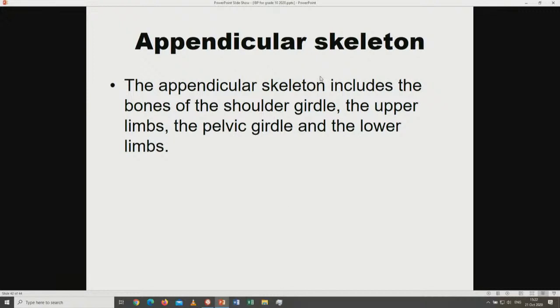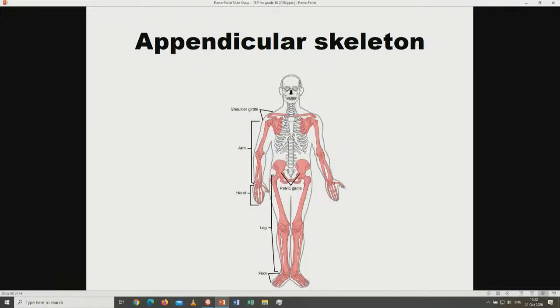The appendicular skeleton includes the bones of the shoulder girdle, the upper limbs, the pelvic girdle, and the lower limbs. The shoulder girdle consists of the clavicles, scapula, humerus, radius and ulna, and various other bones we find in the hands. The pelvic girdle, the femur, a long bone, and then the bones that we find in our feet.